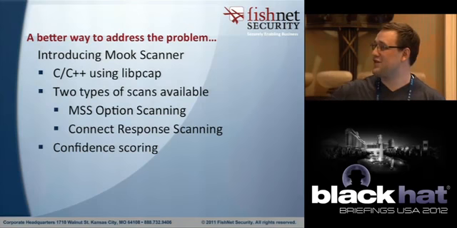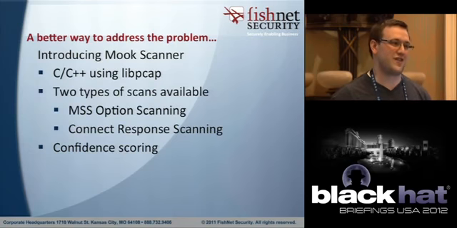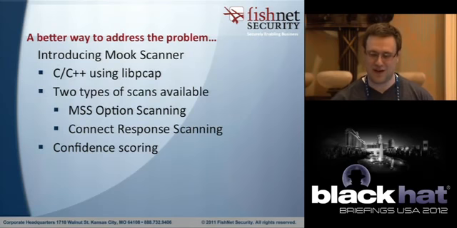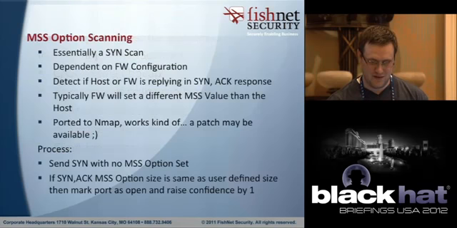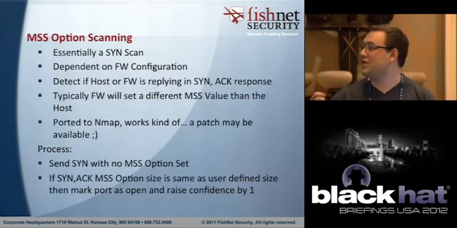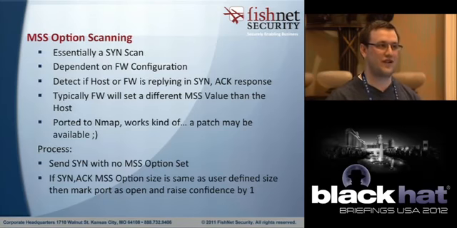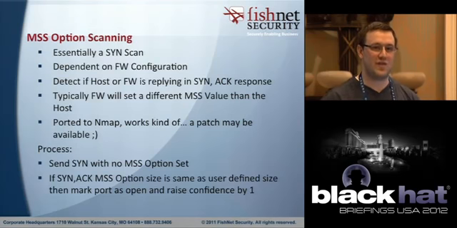And so I finished writing it in C and C++ using libpcap, and as you can see, we have two different scan types: MSS option scanning and what I'm calling connect response scanning. And it has something we call confidence scoring, which I'll get into in a minute. So the MSS option scan is essentially a SYN scan. I'm using raw sockets to send a SYN without the max segment size set, and then in the response, I read to see if the max segment size is a size I specify.